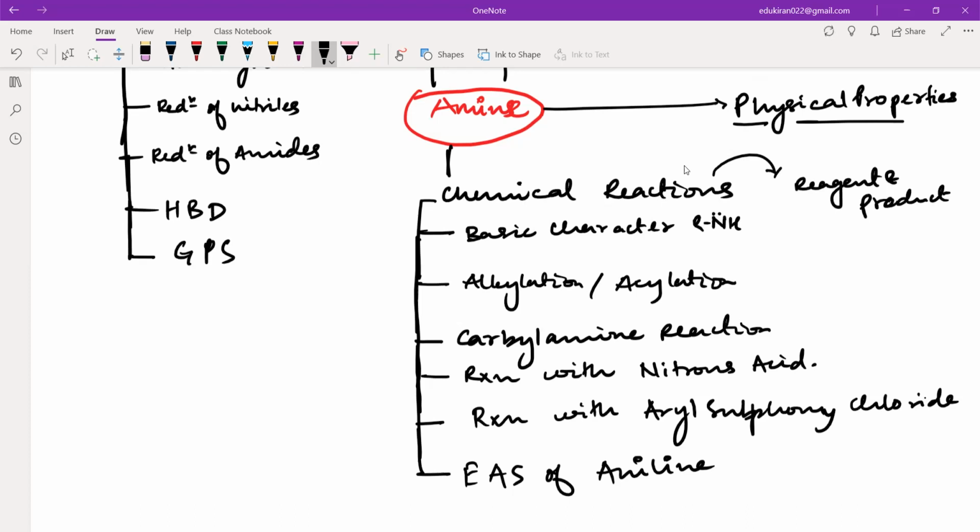Okay, the reagent and product. Sometimes the reagent is already given. For example, reaction with nitrous acid, reaction with aryl sulfonyl chloride, here the reagent has already been given. So most of the time you just have to remember the product, and what are the products formed in alkylation, carbylamine reaction, reaction with nitrous acid, reaction with aryl sulfonyl chloride, and electrophilic aromatic substitution of aniline.